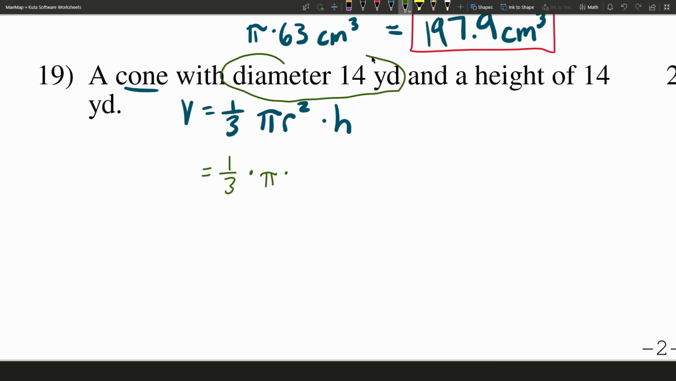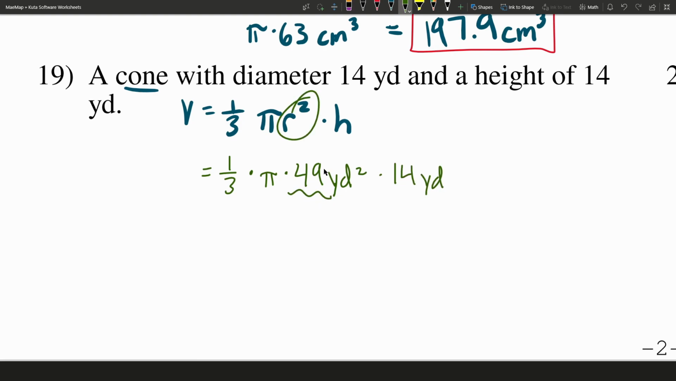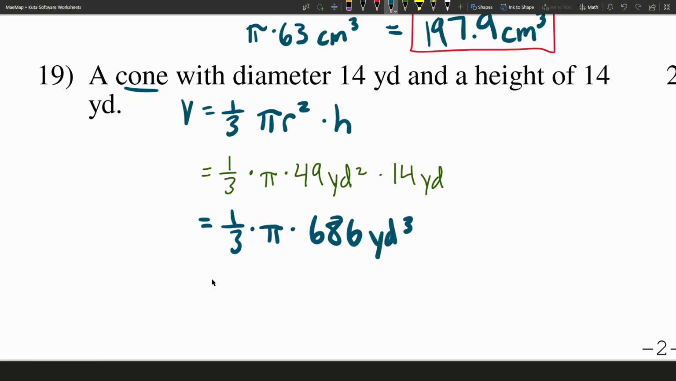Our radius is half of 14 since we're given the diameter, which is 7, and 7 squared is going to be 49. So 49 yards squared times our height of 14 yards. And again, in my head, I already calculated out this r squared. R was 7, 7 squared is 49, so we have 49 yards squared. Now, we'll have 1/3 times pi times 49 times 14 is 686, and that's yards cubed.